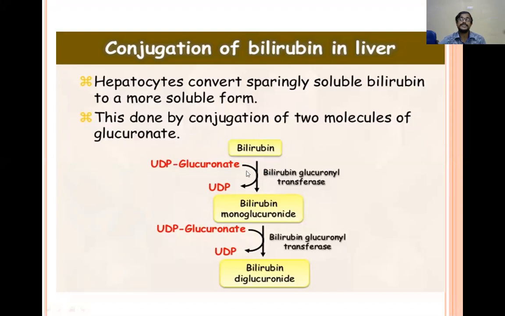The bilirubin is conjugated by glucuronate or glucuronic acid, by which the bilirubin is converted to bilirubin monoglucuronide and bilirubin diglucuronide. The enzyme which catalyzes this glucuronidation is bilirubin glucuronyl transferase. This is the enzyme by which bilirubin is converted to bilirubin diglucuronide. This is known as conjugation. So bilirubin before entering the liver is unconjugated bilirubin, and bilirubin after entering the liver is conjugated bilirubin.